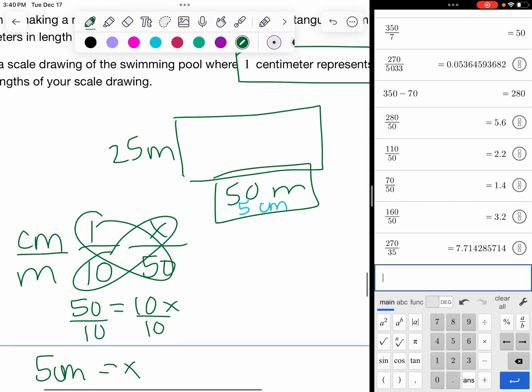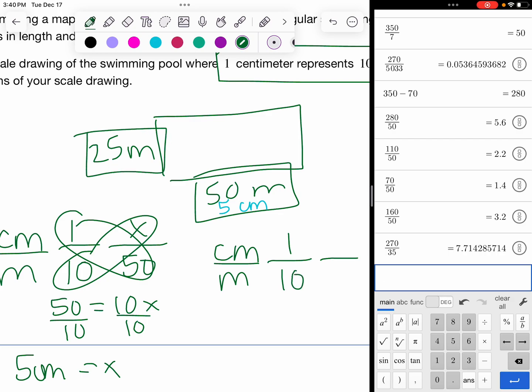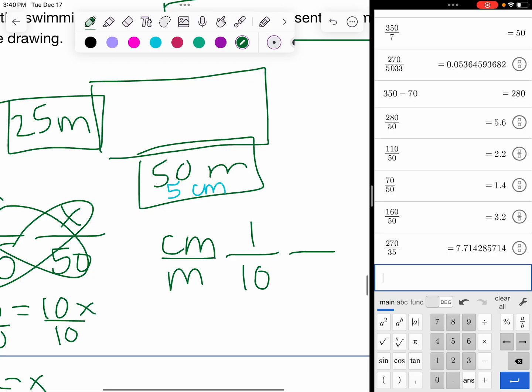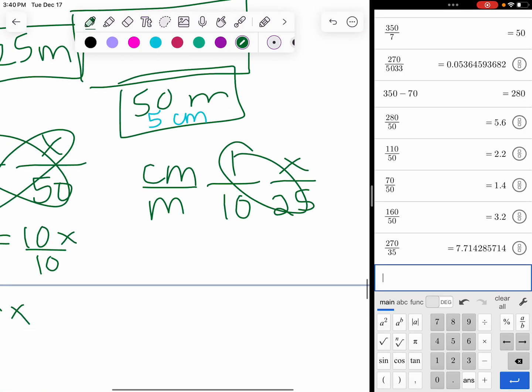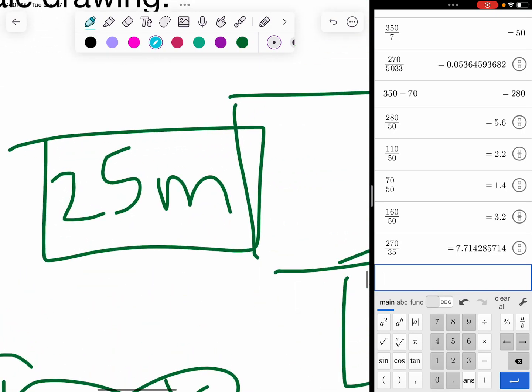Okay, we'll do it one more time for our width. Again, we're still doing centimeters and meters. We still had 1 centimeter for every 10 meters. And this time our width is 25 meters. So that would go on the bottom, x on the top. 1 times 25 equals 25. 10 times x equals 10x. Divide both by 10, and x equals 2.5 centimeters. So instead of it being 25 meters, it's really 2.5 centimeters. And that would be your answer.